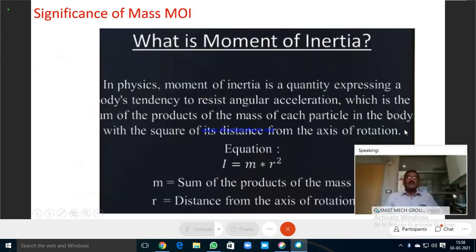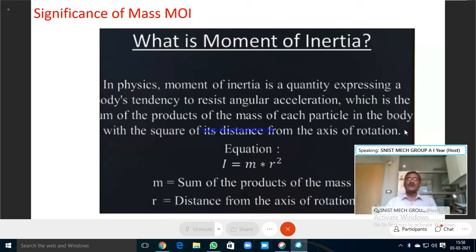What is the significance of mass moment of inertia? If you look at this, mass moment of inertia is defined as the resistance offered by the body for the angular motion. The equation is also given. The symbol used is I. In both the cases it is I only, remember that.